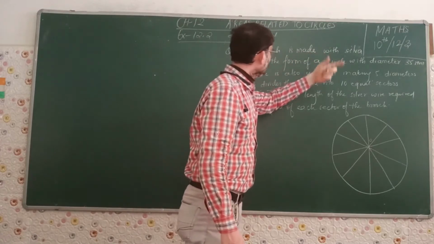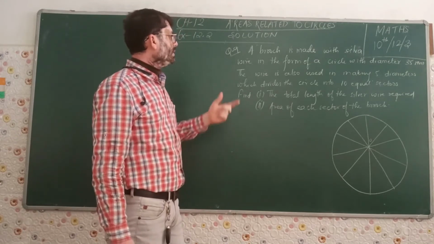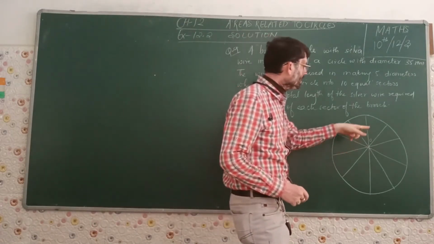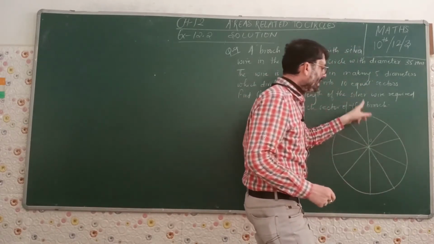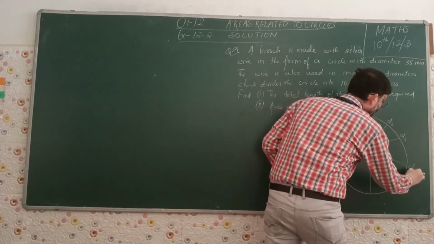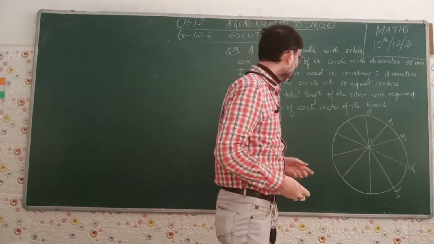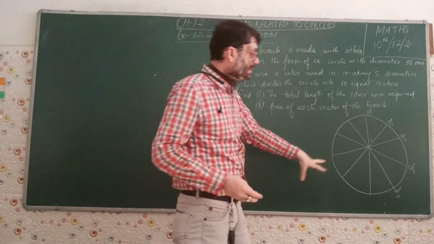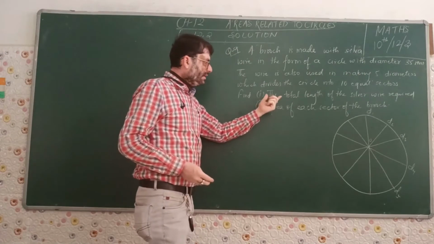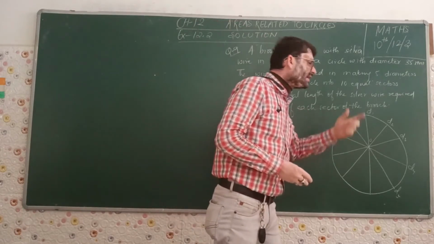Question number 9. A brooch is made with silver wire in the form of a circle with diameter 35 millimeters. The wire is also used in making 5 diameters which divide the circle into 10 equal sectors. So the silver wire is used to make a circular brooch, and the same wire is used to make 5 diameters also, D1, D2, D3, D4 and D5. These 5 diameters divide the whole circle into 10 equal sectors. We need to find first the total length of the wire required, and then the area of each sector of the brooch.